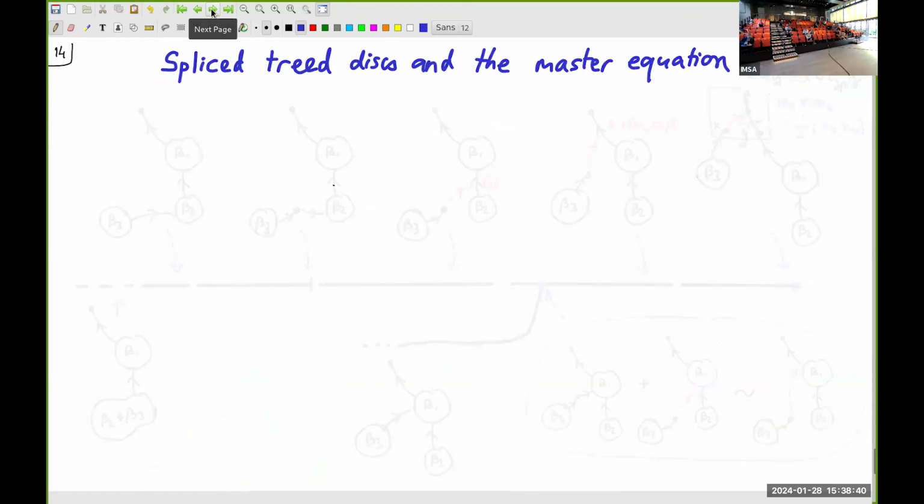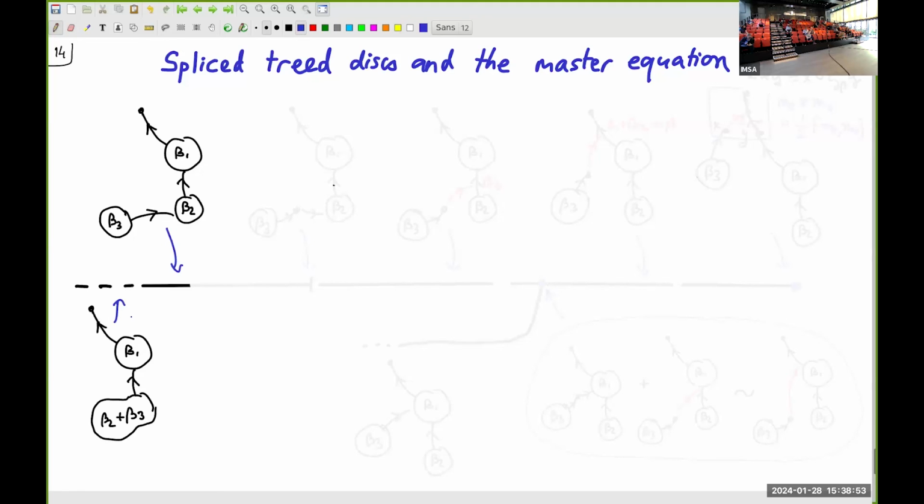So I can't give you a proof because that's not done. There are lots of things to be done even to finish the definition of spliced treed disks, which will hopefully be Kelly's thesis someday. But just to give you a picture of what the ends of a moduli space of spliced treed disks look like and why you might get a master equation out of this.